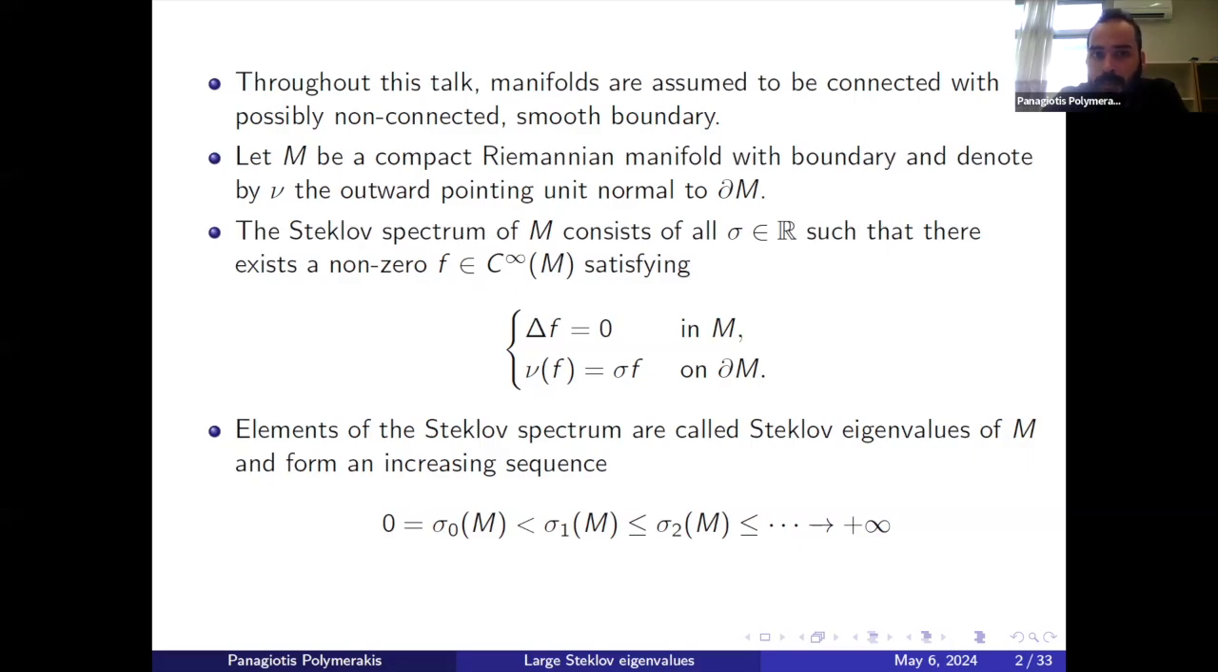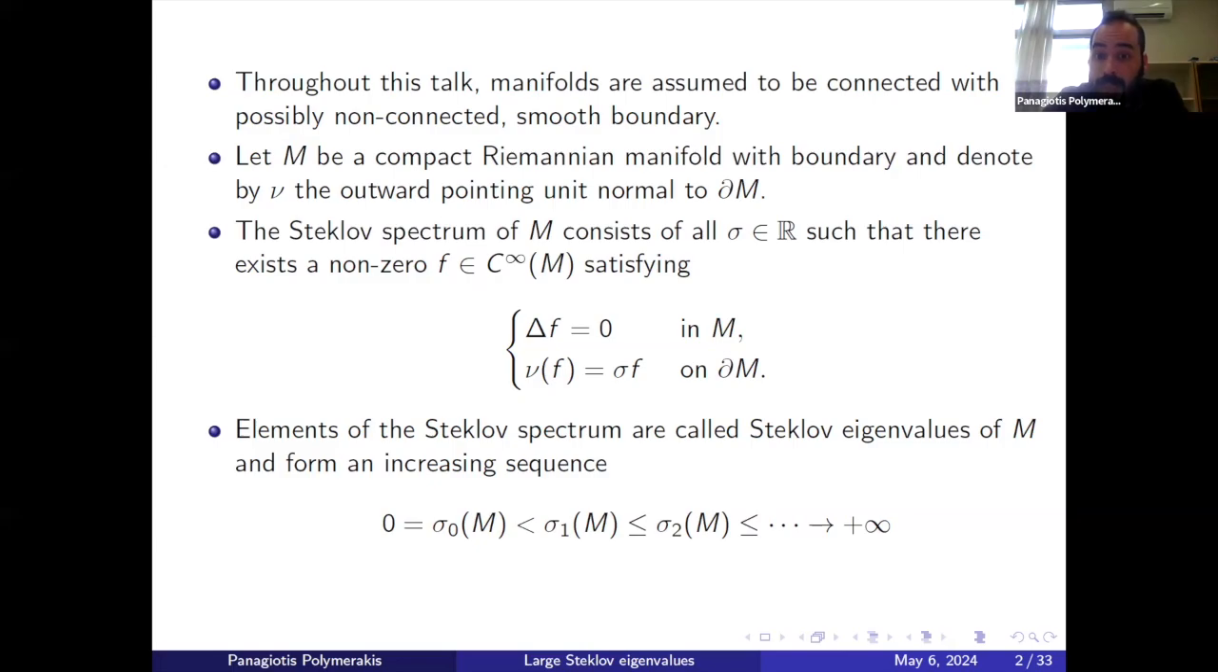We will always denote by ν the outward pointing unit normal to the boundary. The Steklov spectrum of M consists of all real numbers σ such that there exists a non-zero harmonic function whose normal derivative is σ times itself on the boundary. Elements of the Steklov spectrum are called Steklov eigenvalues and form an increasing sequence, which we denote by σ0, σ1, σ2, and so on, where σ0 is always 0, since constant functions are Steklov eigenvalues corresponding to 0, and σ1 is positive, since we assume that our manifold is connected.